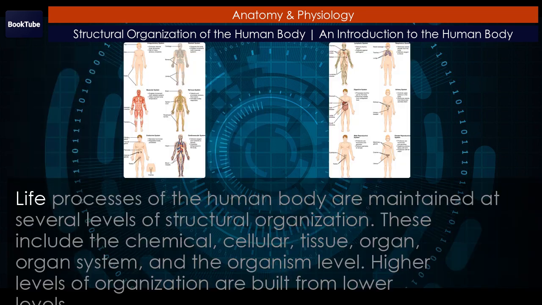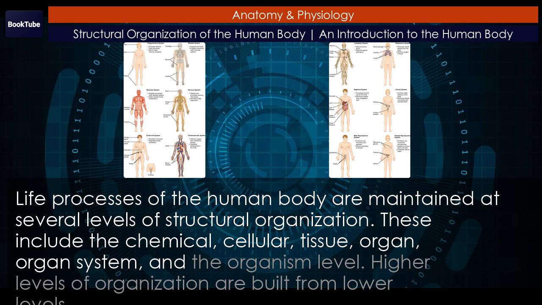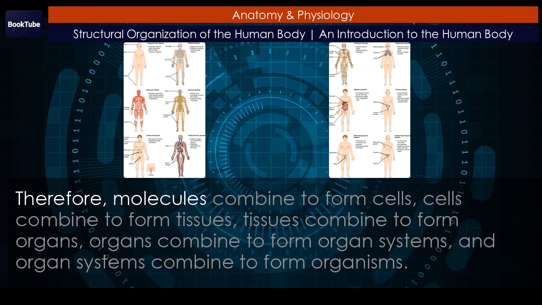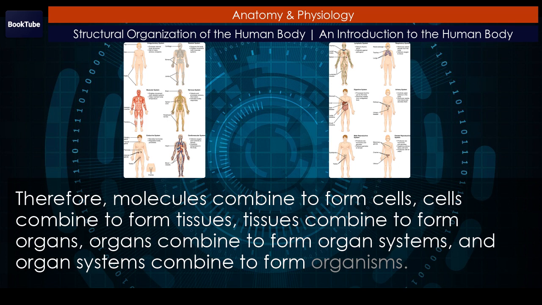Chapter Review. Life processes of the human body are maintained at several levels of structural organization. These include the chemical, cellular, tissue, organ system, and the organism level. Higher levels of organization are built from lower levels. Therefore, molecules combine to form cells. Cells combine to form tissues. Tissues combine to form organs. Organs combine to form organ systems. And organ systems combine to form organisms.